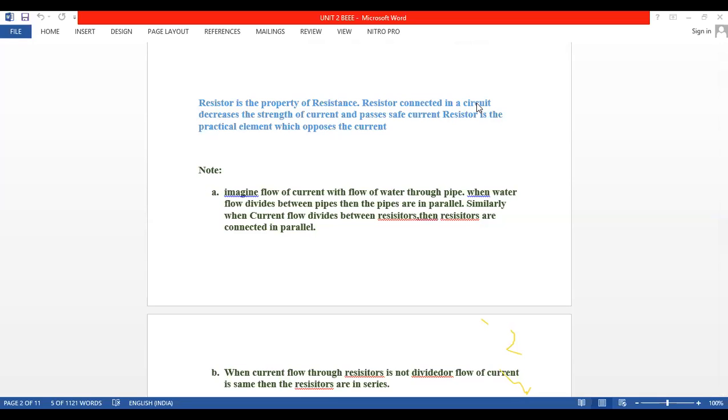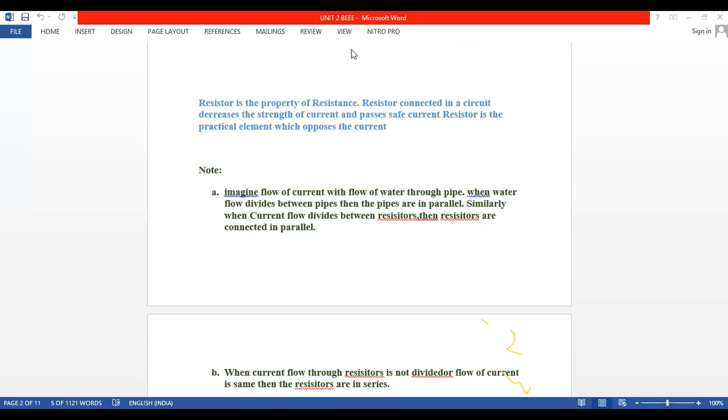A resistor connected in a circuit, here circuit means television, smartphone, anything, decreases the strength of the current and passes. Now you read, this is important. It passes which current? Safe current. In a television, if I am not placing a resistor, a large current can flow through the television. The television gets damaged. Therefore, we have to place the resistor.